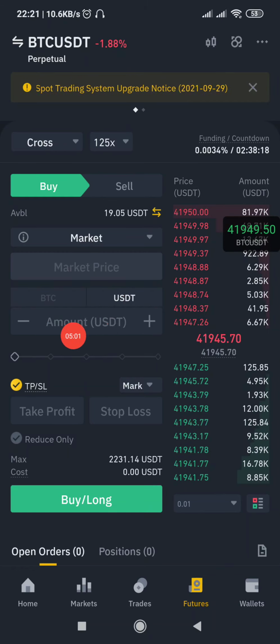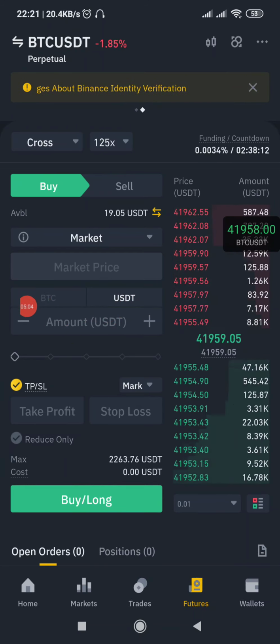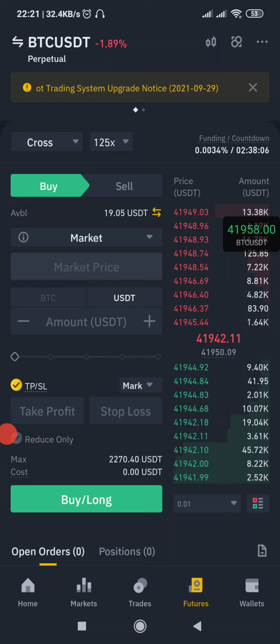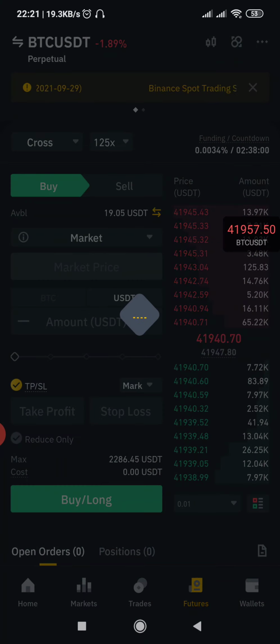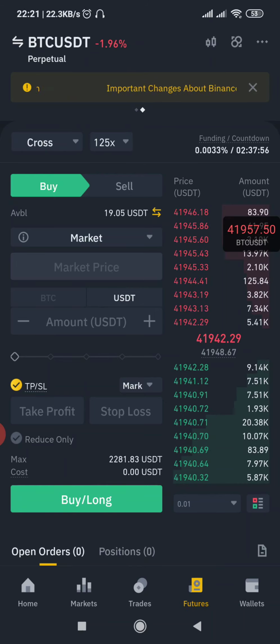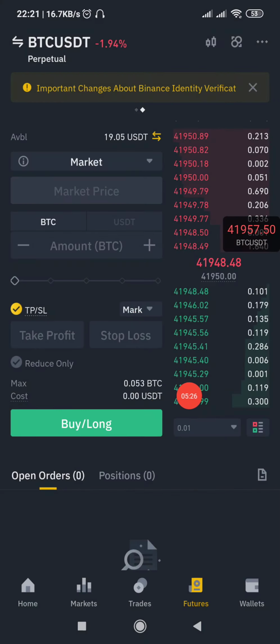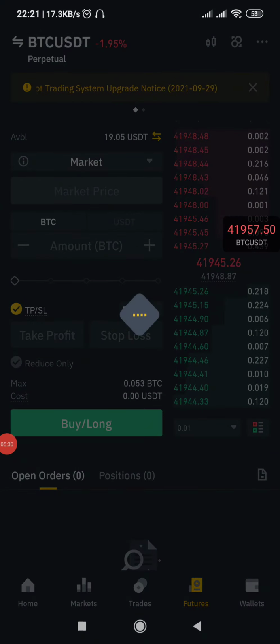That's what currency you want your margin to be shown in. Like, do you want it to be shown in BTC or USDT? That does not really matter, but I prefer to put USDT so that I can easily see the dollar value of whatever I'm doing instead of me converting. If you choose Bitcoin, you'll be seeing BTC instead of USDT. So let's just leave it at USDT.